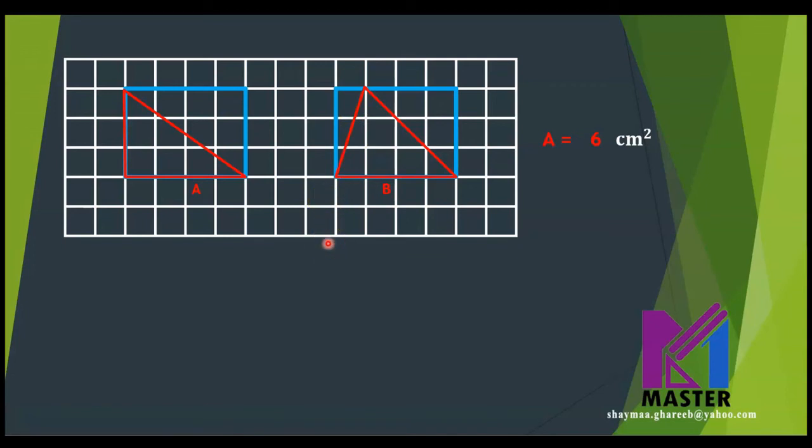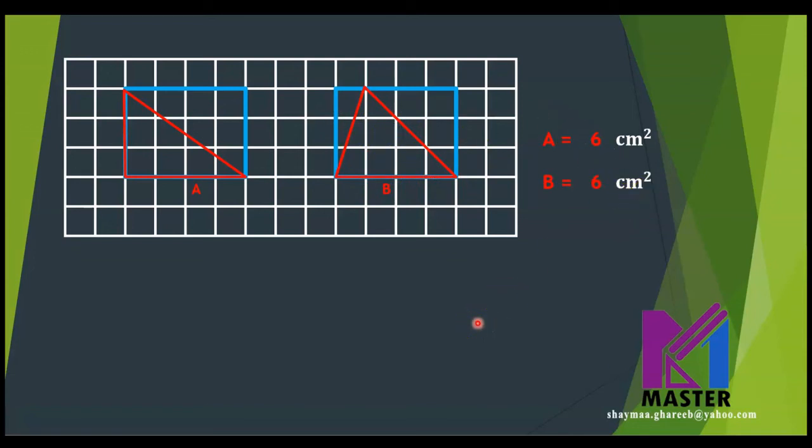What else? If you look at the three vertices of the triangle, all of them lie on the rectangle. This vertex is exactly on the rectangle. This vertex is exactly on the rectangle. This vertex is exactly on the rectangle. So we said in the previous slide, in this case also, the area of the triangle will be equal to half the area of the rectangle, which is 6 centimeters squared.